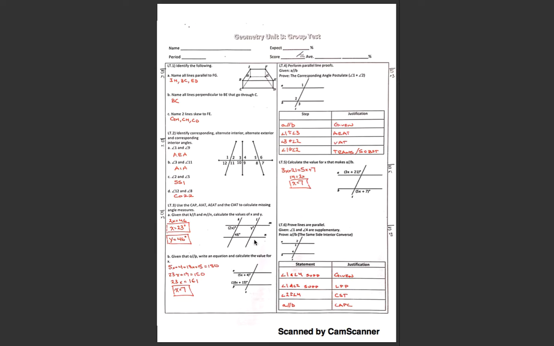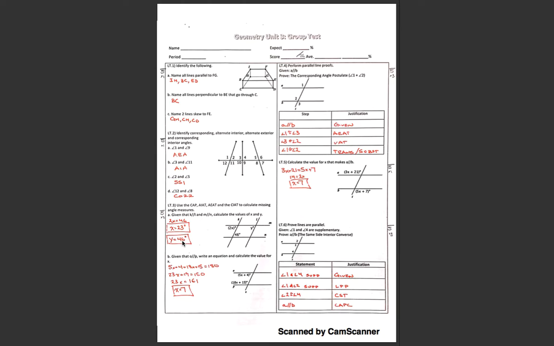Now, again, because I know that these are parallel, these corresponding angles, this one and this one, have to be congruent. And so if this is 46, then that has to be 46. And if that's 46, then that has to be 46.